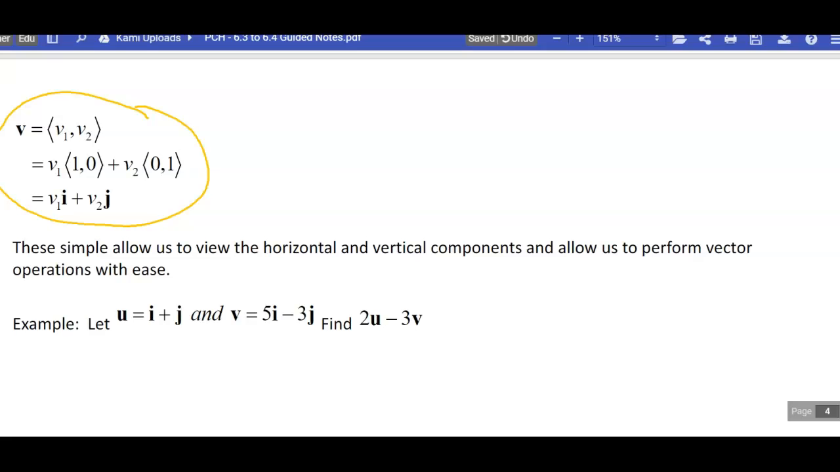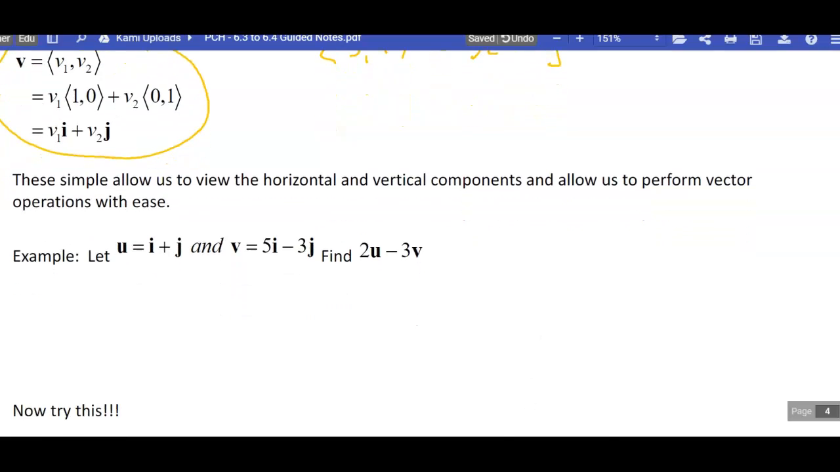Let's just take a look at an example. If I had a vector, let's say 3, 4, and I wanted to write this in standard unit vector form, all I need to do is write 3i plus 4j. And really, it's just different ways to write the same thing. So this is 3 unit vectors that go in the x direction and 4 unit vectors that go in the y direction. And again, it's just a different way to write it.